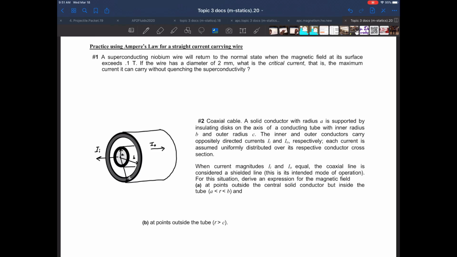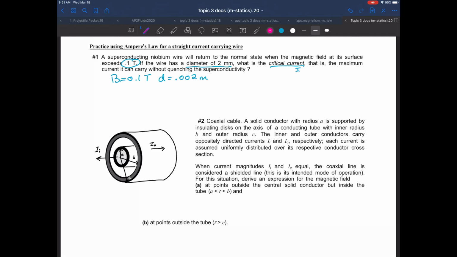Okay, so we're going to begin to do these Ampere's law problems for straight current carrying wires. The first one gives us some information. It says a superconducting wire will return to normal state when a magnetic field at its surface exceeds 0.1 Tesla. So B equals 0.1 Tesla. If the wire has a diameter of 2 millimeters, diameter equals 0.002 meters, what is the critical current I that it can carry without quenching the superconductivity?